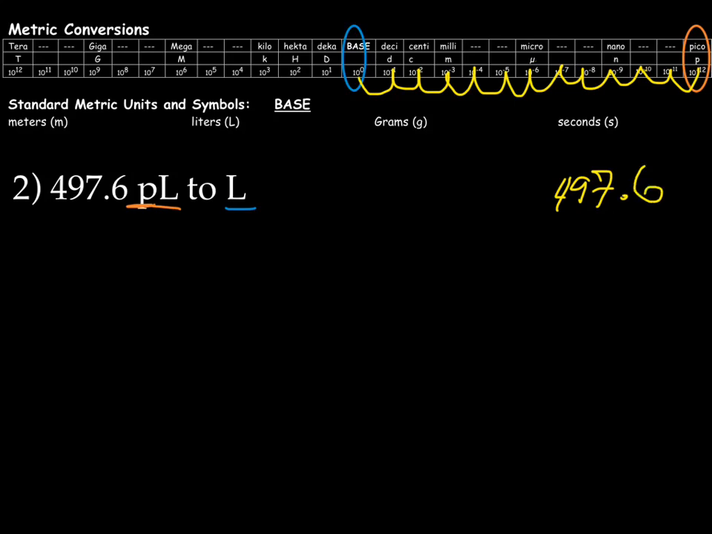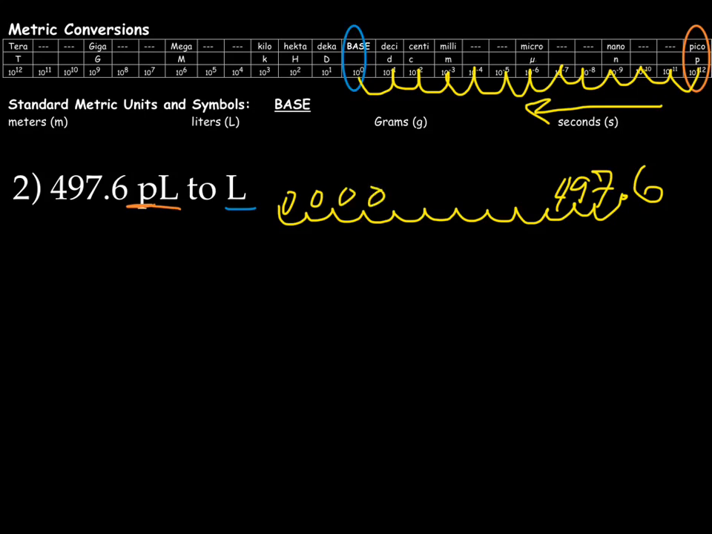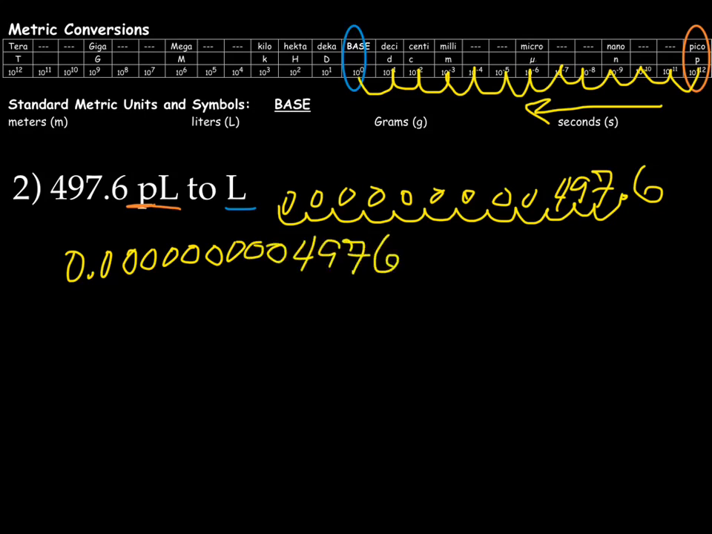So we have 497.6. We have to move 12 times, but this time we're going to go to the left, because the one we know about is on the right and we're moving to the left. So 12 times. 1, 2, 3, 4, 5, 6, 7, 8, 9, 10, 11, 12. Goodness gracious. So our number is going to look like 0 point, 9 zeros, a 4, a 9, a 7, a 6 liters. That is our standard notation.